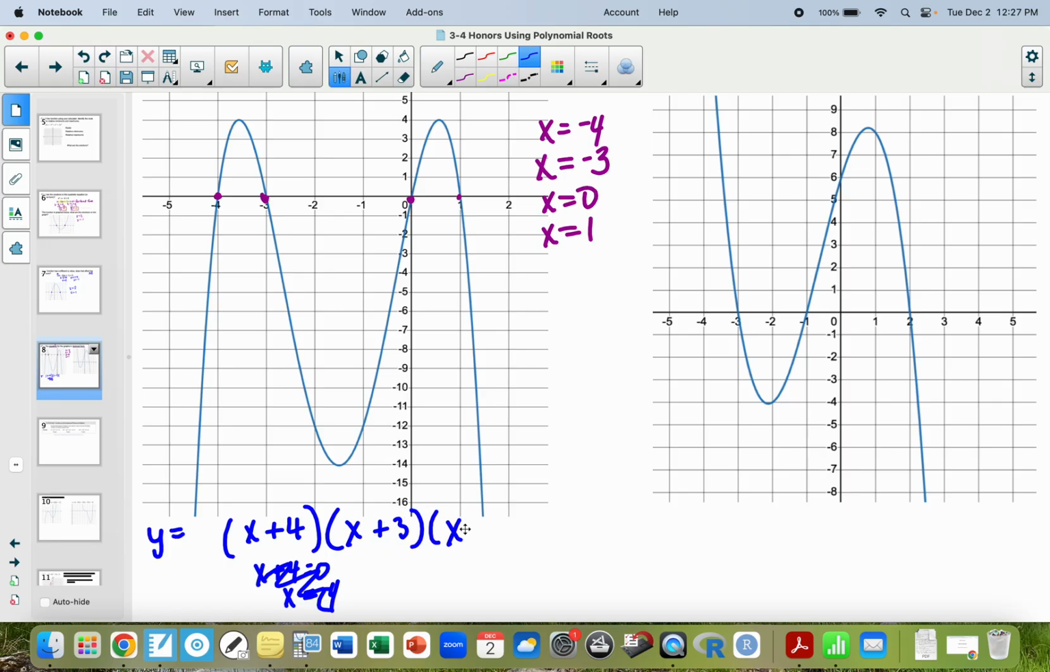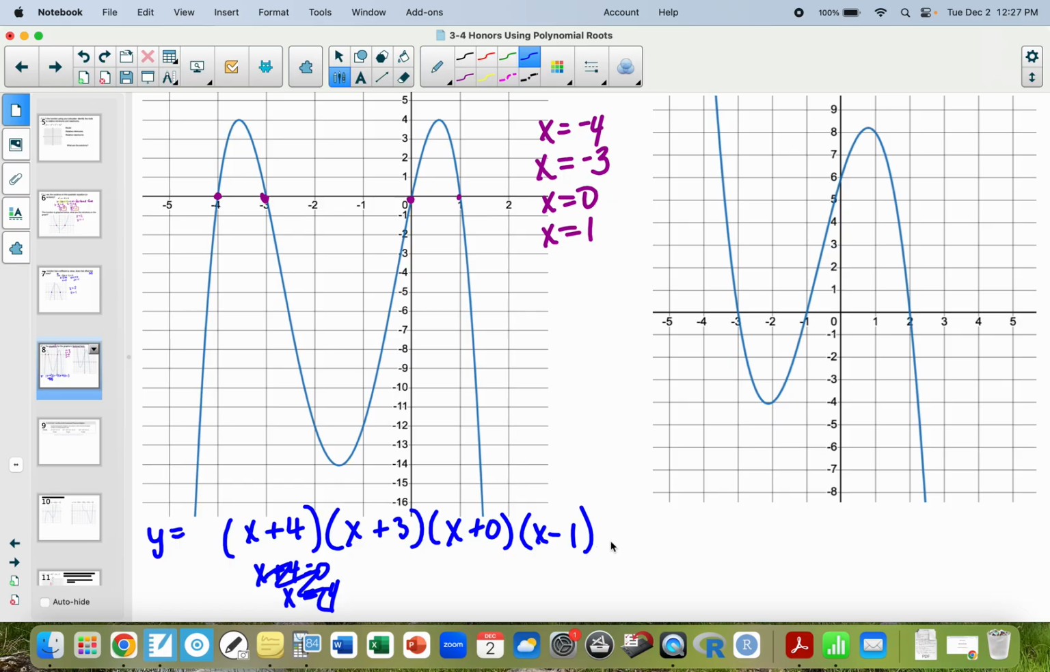For 0, you can write x plus 0 or x minus 0, or you could technically just write x, but you do need to have an x. And then x equals 1, we would have a factor of x minus 1.